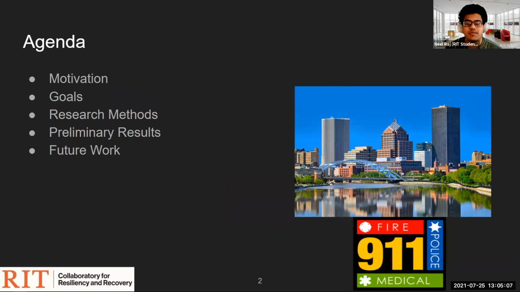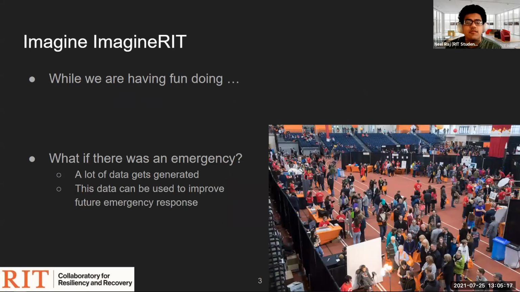The agenda for this presentation will discuss the motivation behind the research, the methods involved, preliminary results, and the future work for this research. So imagine RIT.